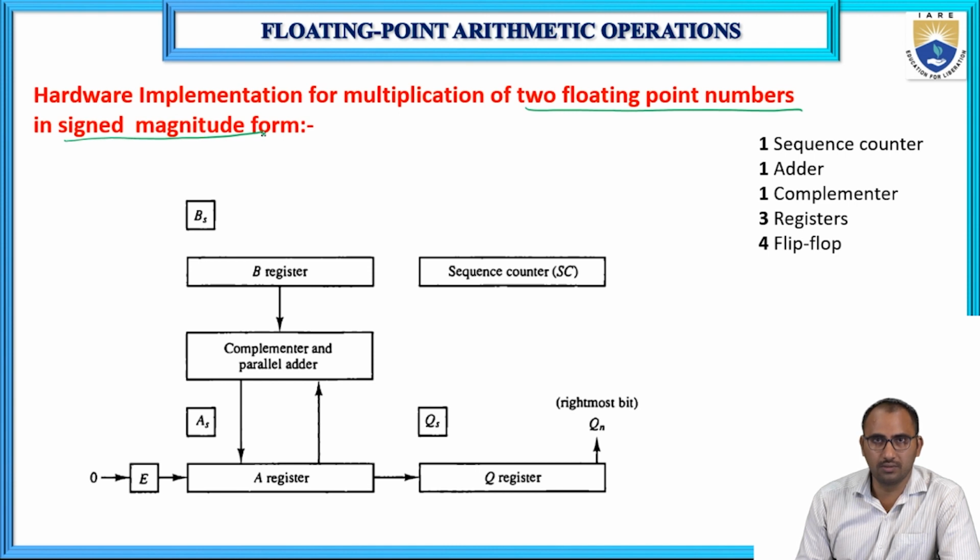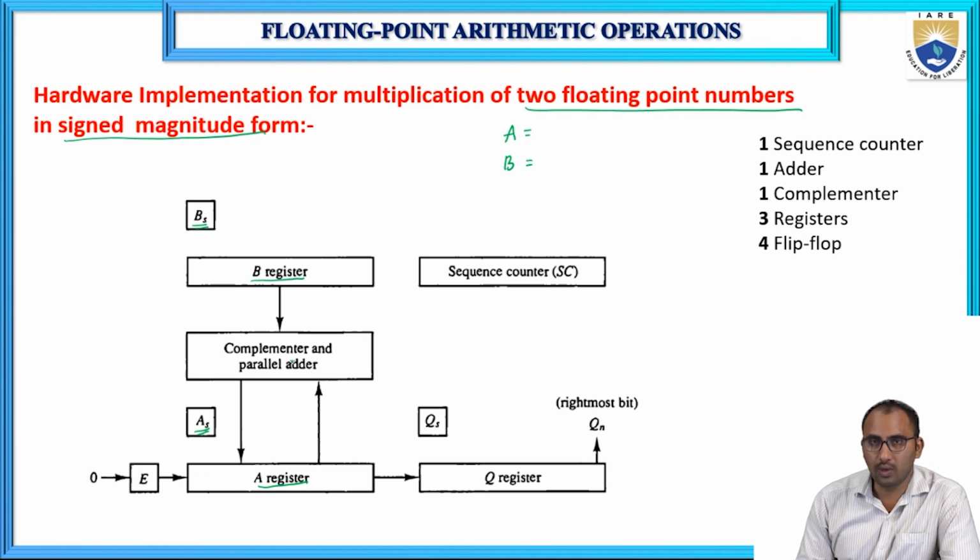So we have two floating point numbers. Let us assume we have two floating point numbers A and B. So these are the two numbers. The magnitude of A will be stored in the A register, and the sign of A will be stored in the AS flip-flop. Similarly, the magnitude of B will be stored in the B register, and the sign of B will be stored in the BS flip-flop.